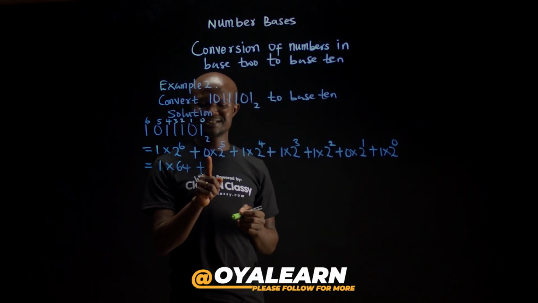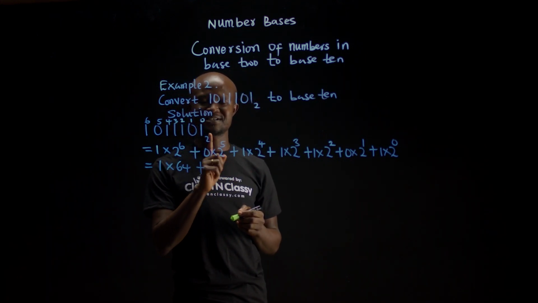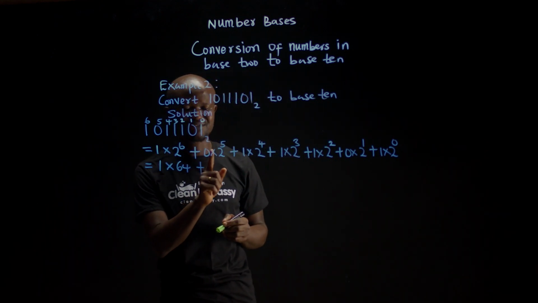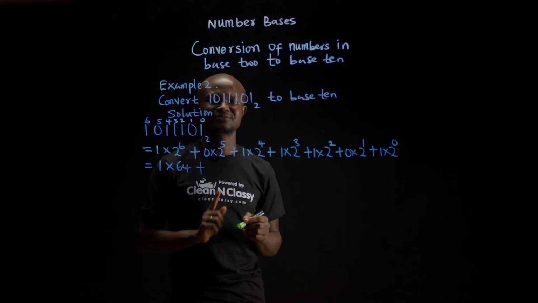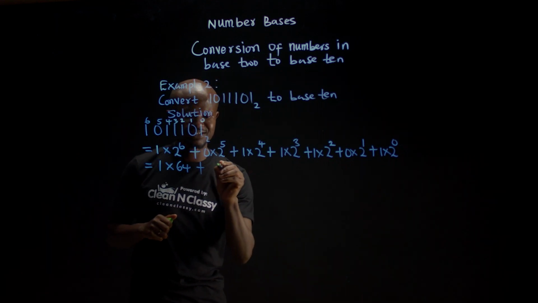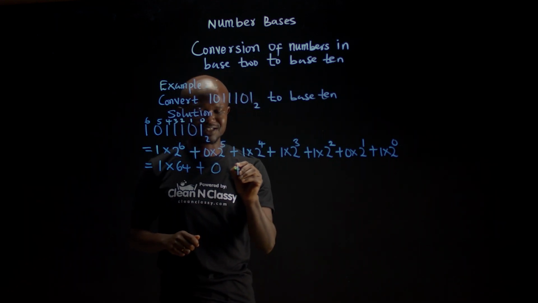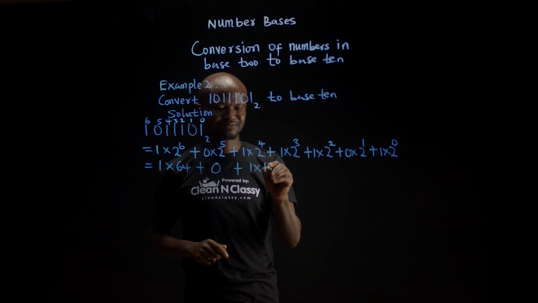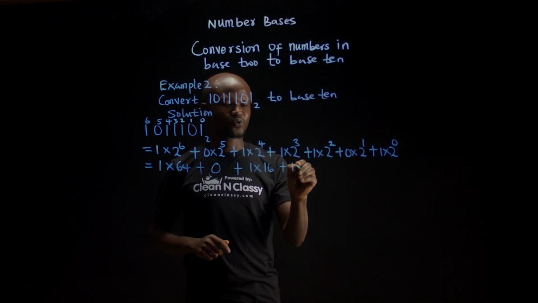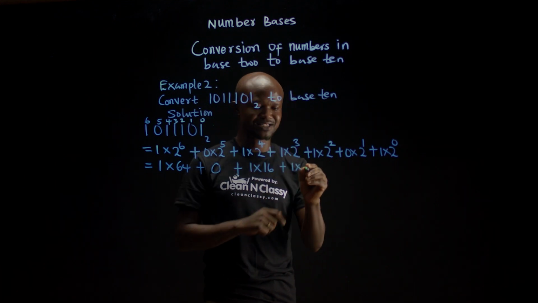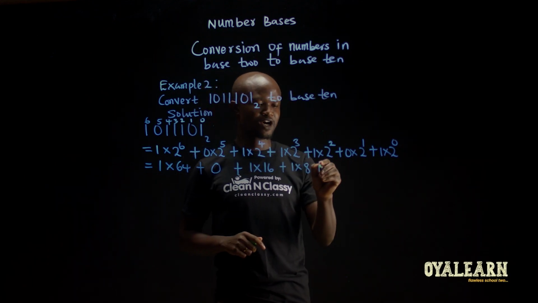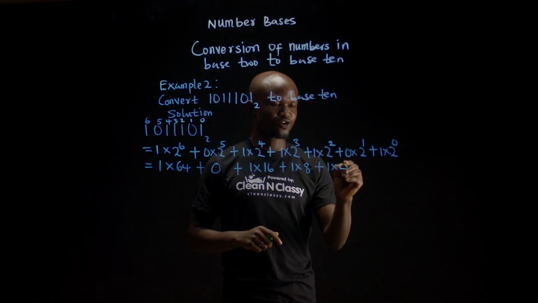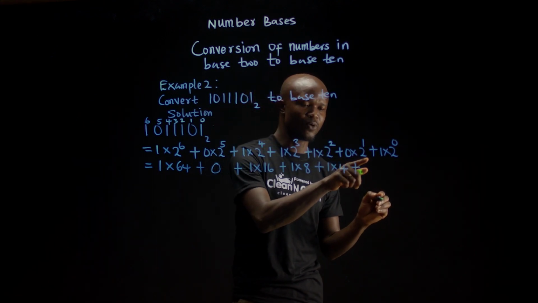and now, look at this term. 0 times any number is 0. So any term that has 0 as a factor, the result is 0. So this is 0. Then, plus 1 times, what's 2 raised to the power of 4? 16. Plus 1 times 2 raised to the power of 3 is 8. Plus 1 times 2 raised to the power of 2, 4. This term will become 0.